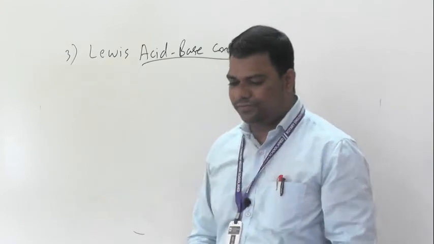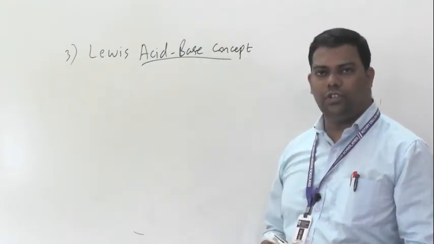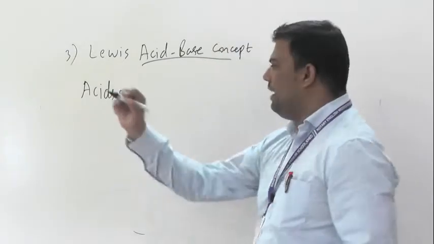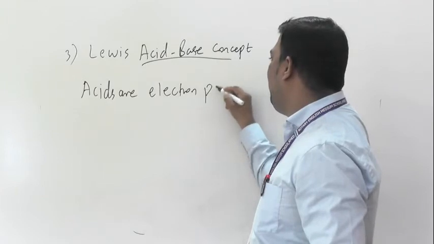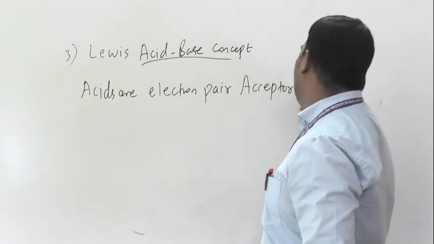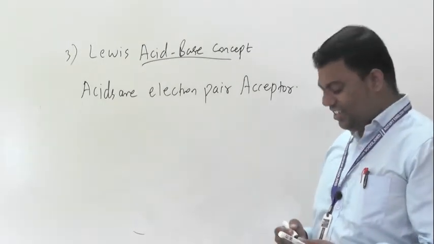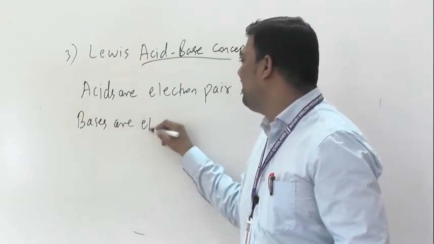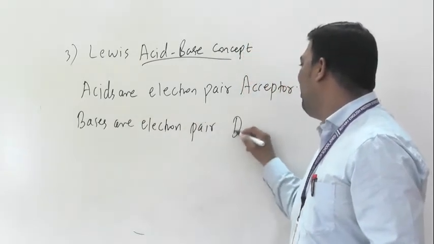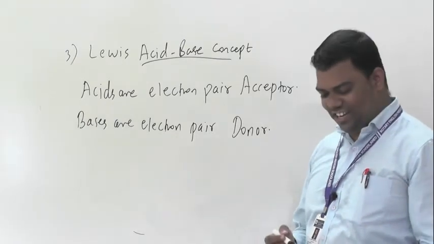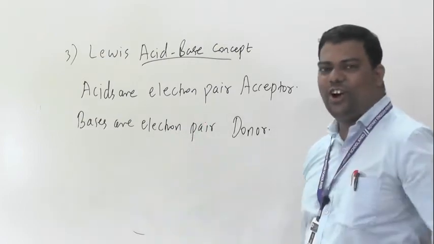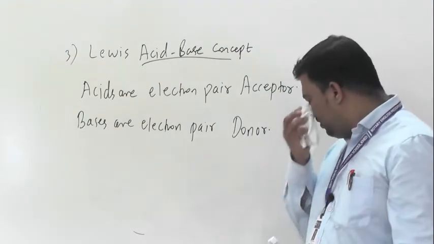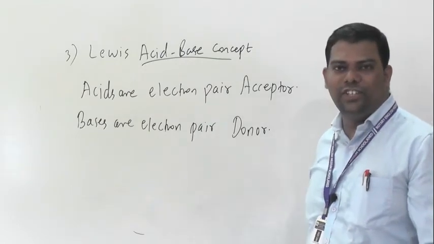So we will see next our Lewis acid base concept. According to this, acids are electron pair acceptors. Okay, a Lewis acid is what, beta? Electron pair acceptor. And bases are electron pair donors. This definition is very important. In short, you have to revise and memorize all these theories of acids and bases: Arrhenius, then Lowry-Bronsted, then this Lewis acid base.